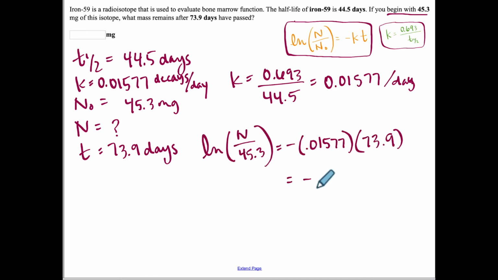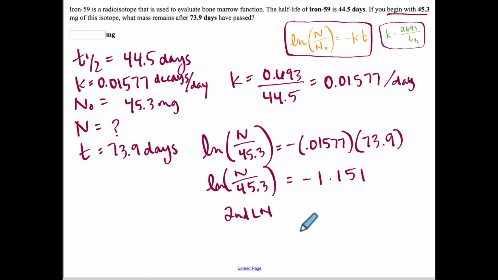This equals negative 1.151, and then to get rid of this ln, you have to do the inverse. So you have to type second ln, and then what it's going to put in your calculator is e to the something, and then you put in negative 1.151 and hit enter, and then it will give you a number here, which you then can multiply by 45.3, and you will get 14.3 milligrams.